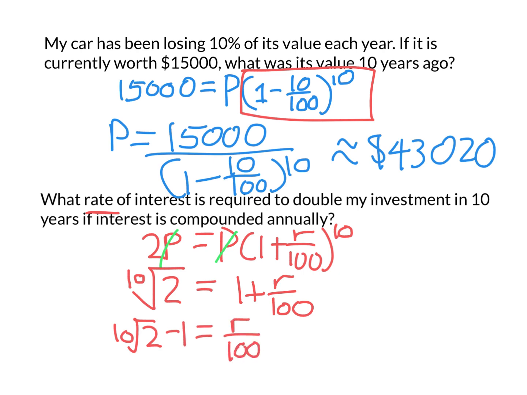So now I'm just going to multiply each side by 100, because then I'll get R by itself. And I can put this straight into my calculator. So putting that in our calculator, we get that R is about 7.18%.